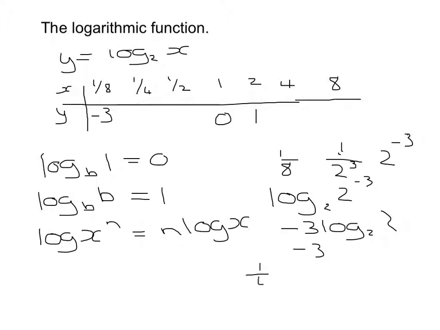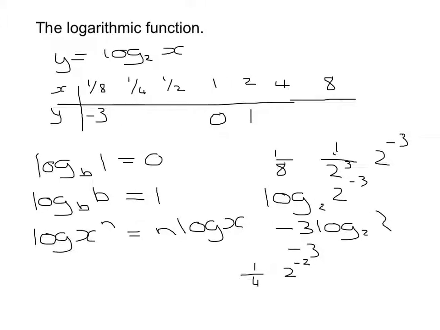Similarly, 1/4 is the same as 1 over 2 squared, which is 2 to the negative 2. So log to the base 2 of 2 to the negative 2 is going to be negative 2. A half is 2 to the negative 1, so if we take the log of that, it's negative 1. Similarly, 4 is 2 squared, so log to the base 2 of 2 squared is 2, and 8 is 2 cubed, so this is going to be 3.